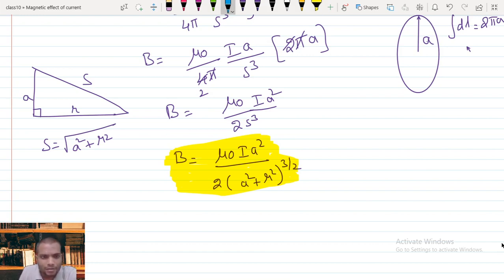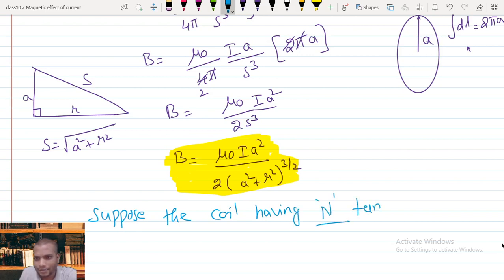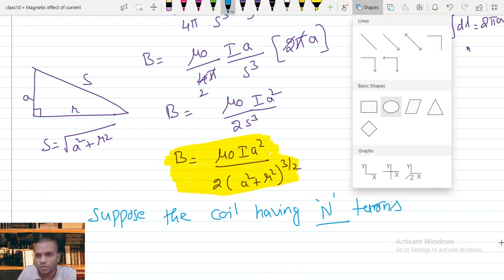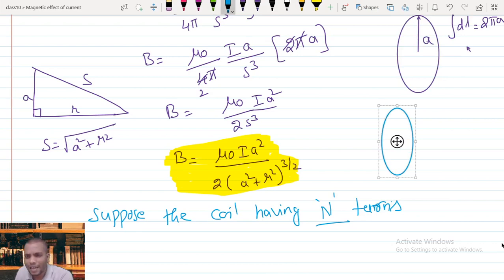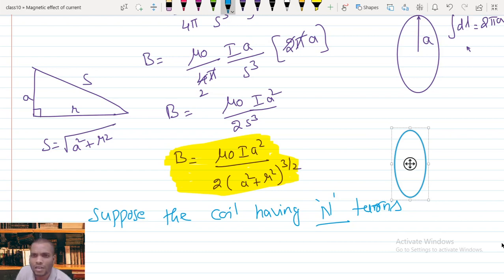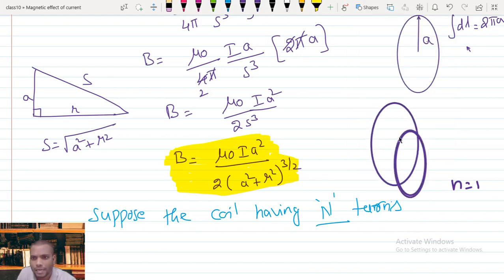Suppose the coil is having capital N turns. What does it mean? Suppose a loop which is made up of a single turn, it means the number of loops is only 1. So in this case N equal to 1. Not only that, if I make one more loop with the same diameter and the same radius, so this is the second loop. Likewise if I take one more of the same loop and combine, now it is having N equal to 3.